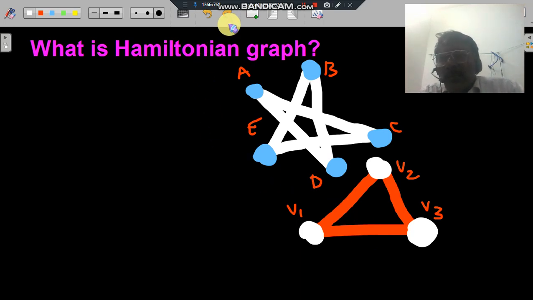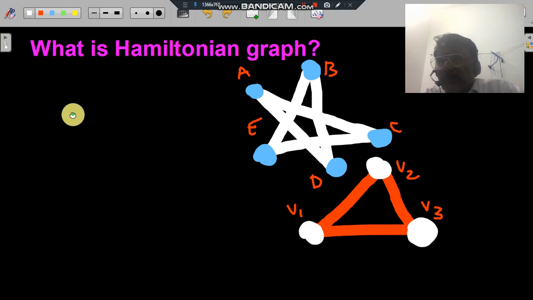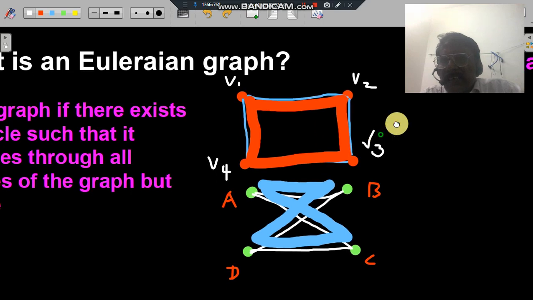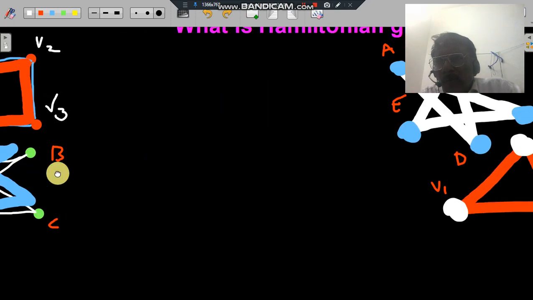Now what is a speciality in these two pictures? In the previous case, the speciality is that the cycle passes through all the edges but once. This is one edge, this is another edge, this is another edge, the fourth edge. So the cycle passes through each edge only once. Similarly here, the cycle passes through each edge but once.